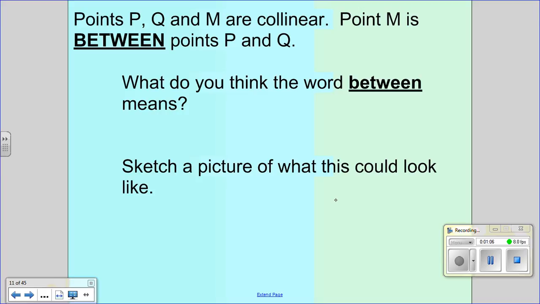So to sketch a picture of what this could look like, here's one point, there's another point, and there's another point. They're collinear, and you have your P and Q on the outside, and there you go. M is between it, but it's not directly in the middle.